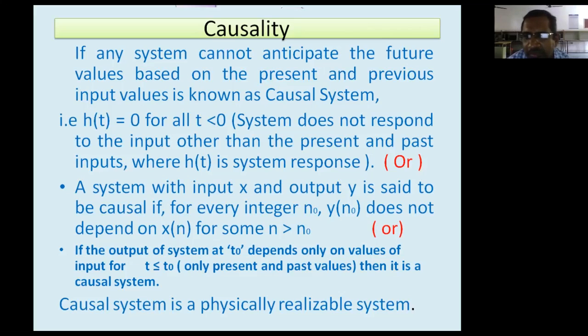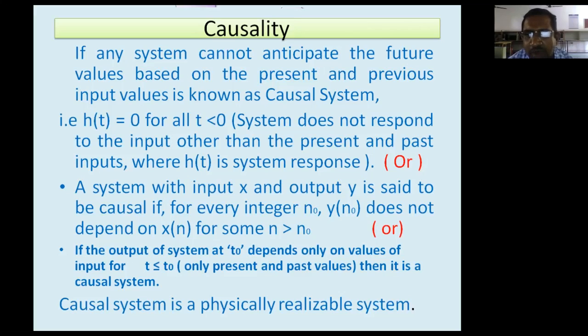Without that, we cannot really predict or anticipate the output of a system for future values of the input. Say, for example, presently you are at time T3, and the input is applied at T3. Say you expect the system to give the output at T5, which is not possible in the case of a causal system. So the simplest way to define a causal system is h of t is equal to 0 for all t less than 0. That is simply known as the causal system representation.